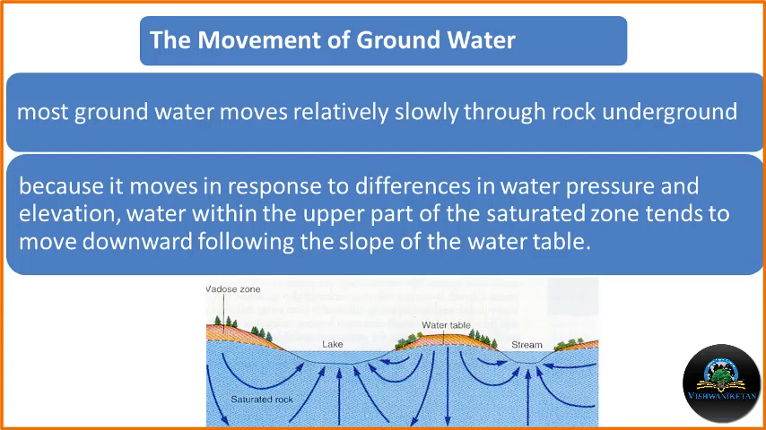Now we will discuss the movement of groundwater. Groundwater movement is very slow because it moves in response to water pressure. Yes, definitely, under the zone of saturation, groundwater moves under the pressure difference. The water within the upper part of the zone of saturation tends to move downward following the slope of the water table. Here we can understand this is the zone of saturation, and here the water is moving under the slope.